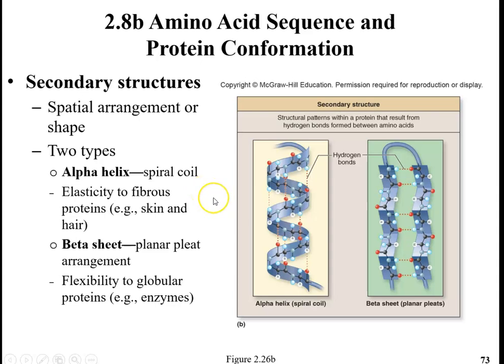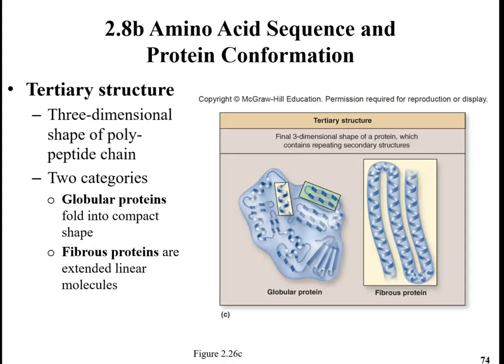The alpha helix gives elasticity to fibrous proteins like skin and hair, whereas the beta sheet gives flexibility to globular proteins, so like proteins that are roughly spherical in shape, like enzymes. Now imagine that you have an alpha helix and a beta pleated sheet, maybe another alpha helix. Those structures are going to want to interact with each other.